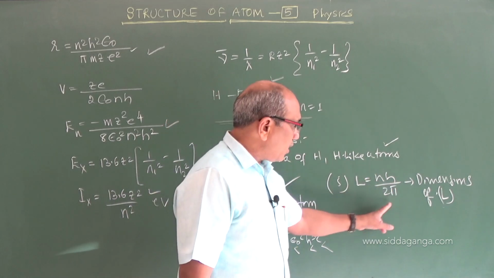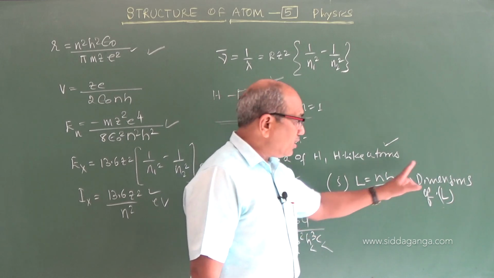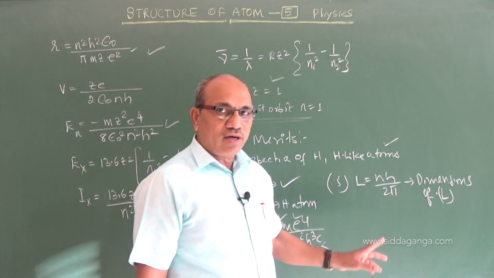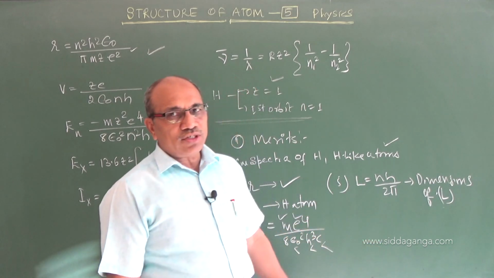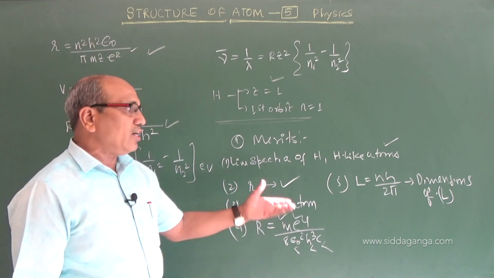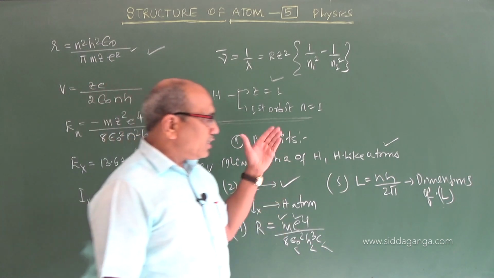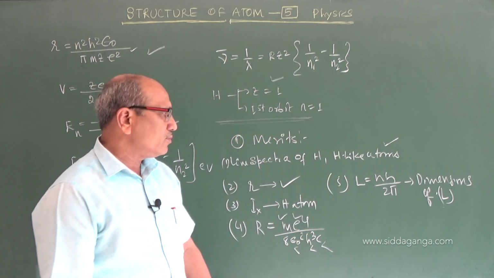This orbital angular momentum nh upon 2 pi has the dimensions of angular momentum. Then we say that in circular motion, the quantization condition is that angular momentum should be quantized. That is more relevant. Therefore, we say the second postulate is more natural. That was the explanation given by Bohr.